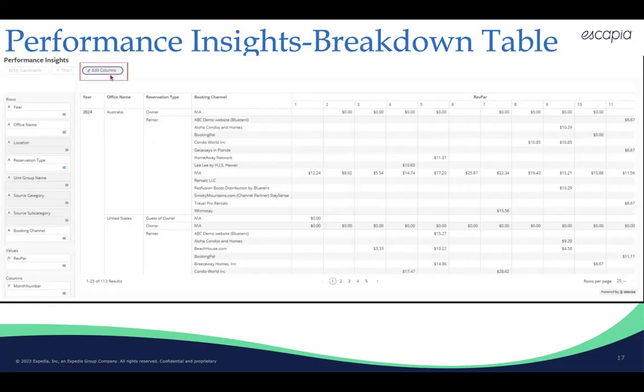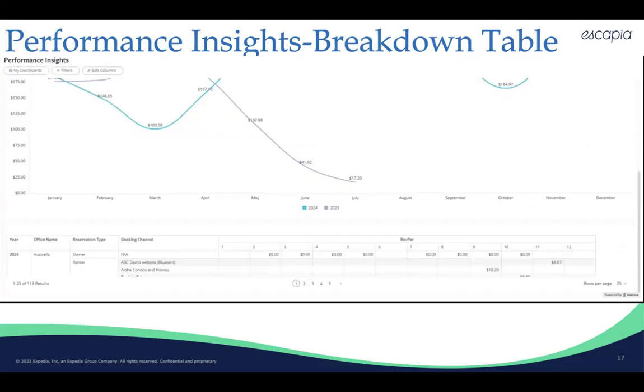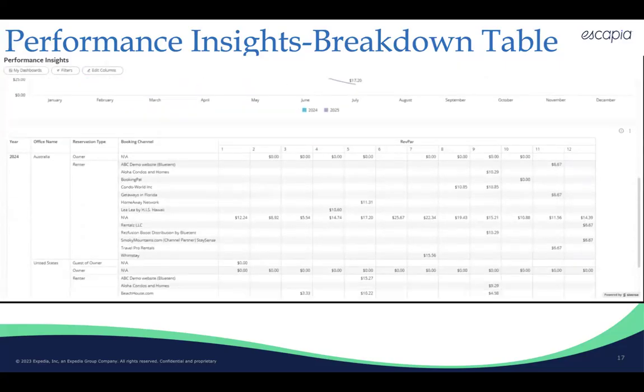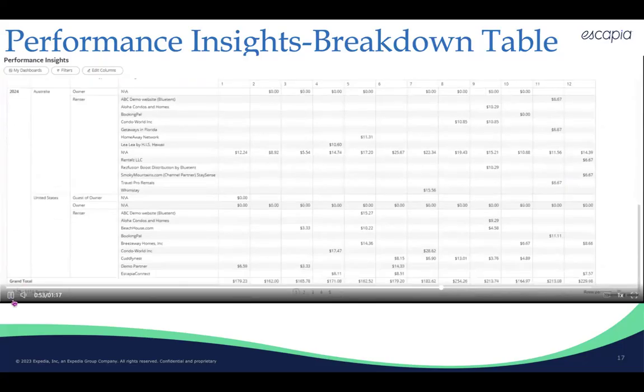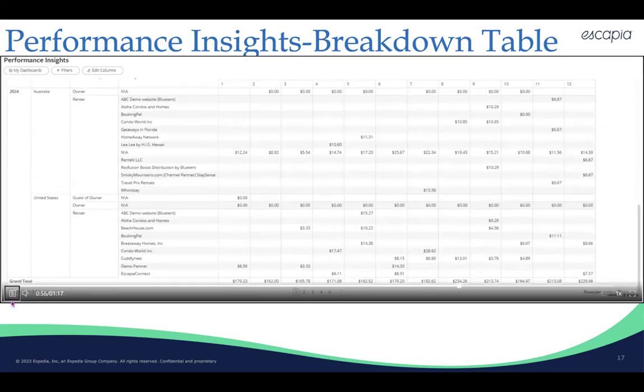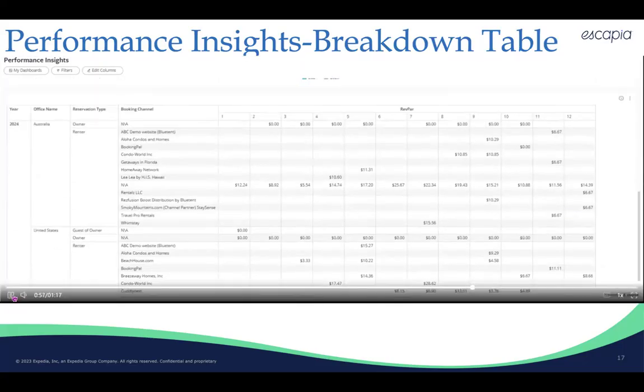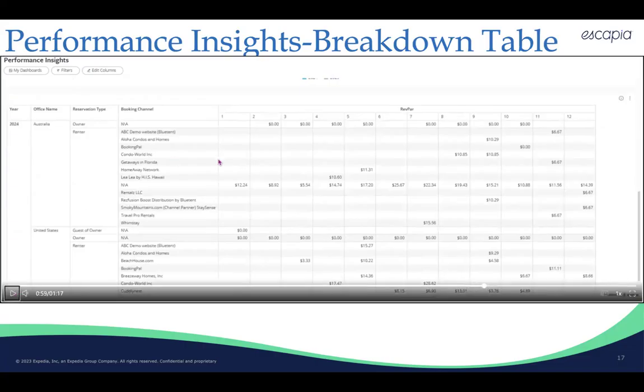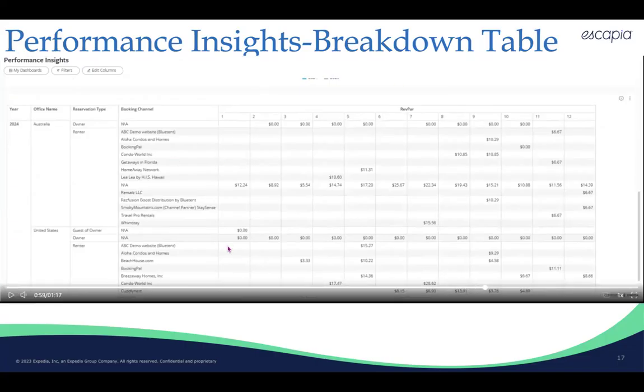I'm now clicking edit columns again in order to shrink that section. And it'll take me back to the breakdown table at the bottom. And you'll see here, it is giving me quite a bit of information for both 2024 and 2025 about where the reservations are coming from, what my amounts are, things like that.